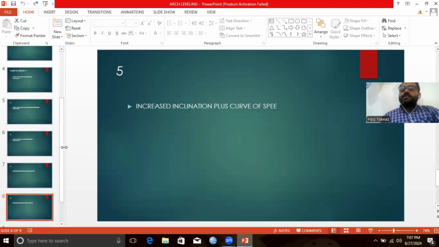Our fifth category is one in which there is increased inclination, but the curve of Spee is also present. That means there is a double magnitude of the vertical problem, because the curve of Spee is present along with increased inclination. When we retract the inclination, it will also lead to increased depth of the bite.